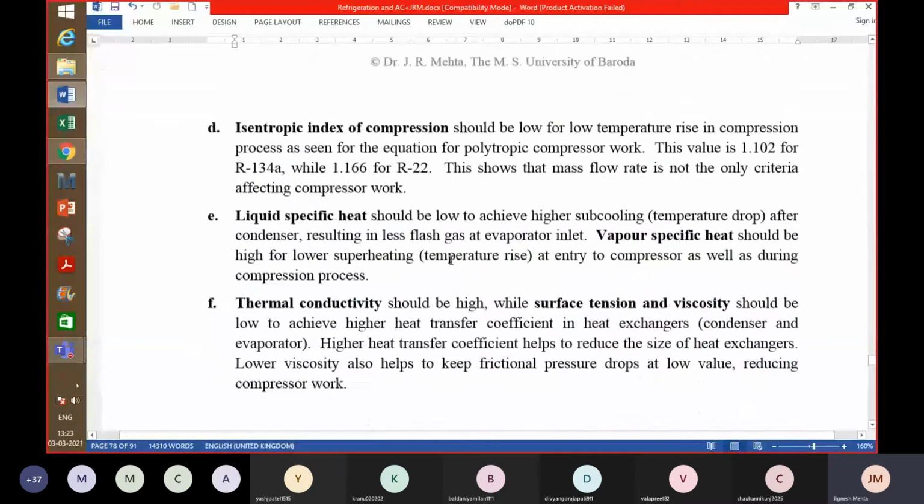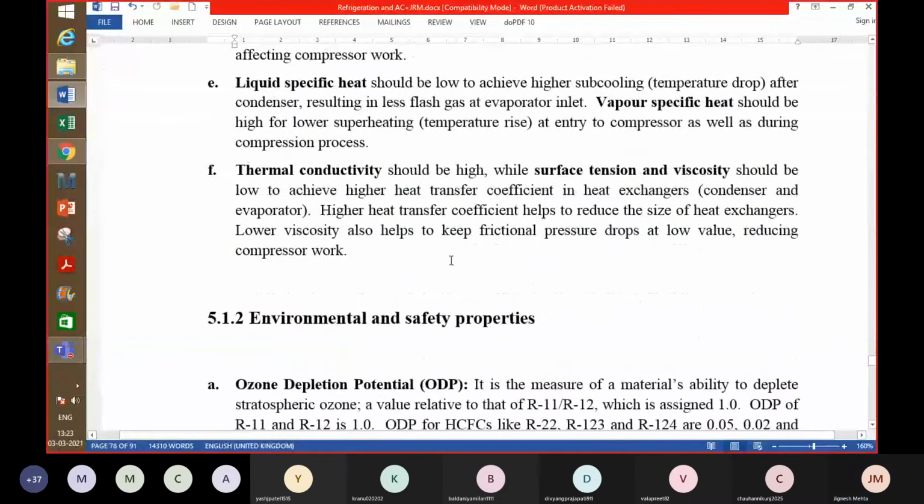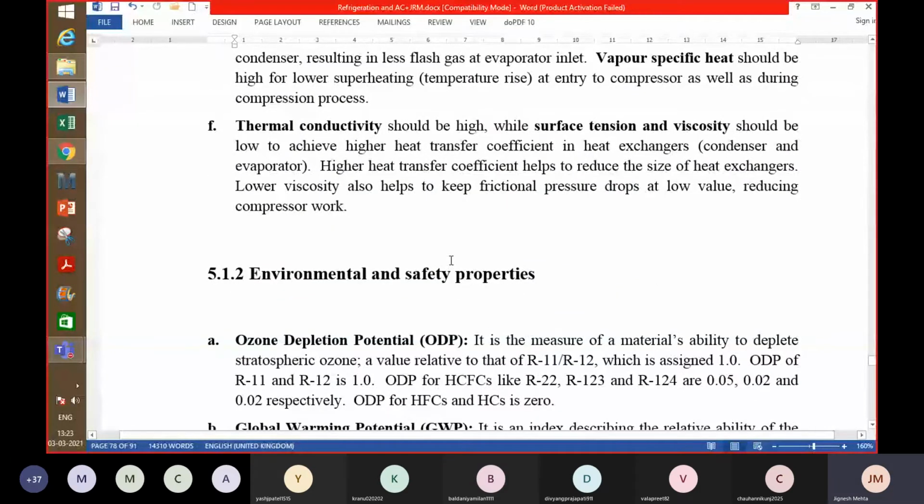And finally, how the performance of the refrigerant depends upon all these properties, which you will evaluate for a given temperature range or for given pressure range. You will evaluate the performance by simulating the cycle, and accordingly you will take a decision or choose a refrigerant.